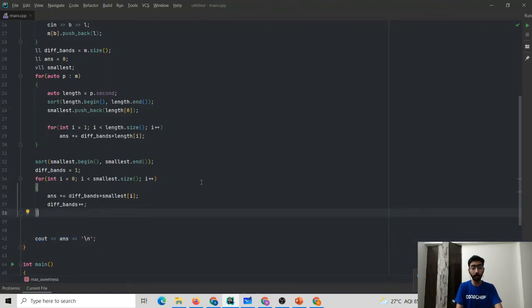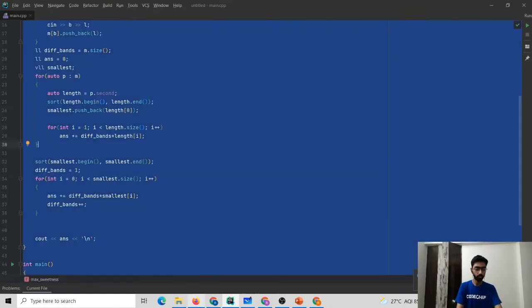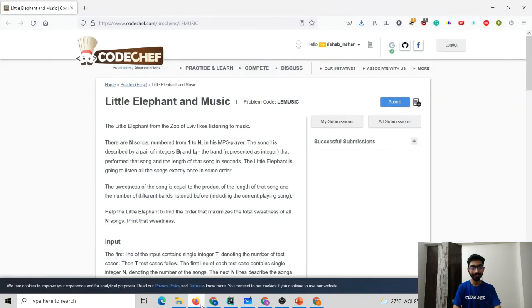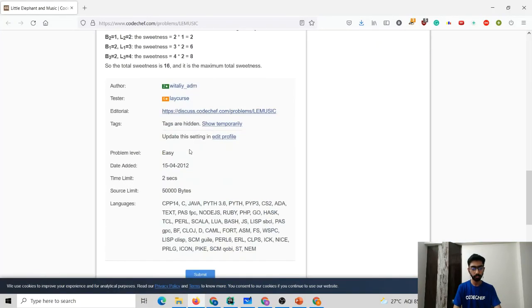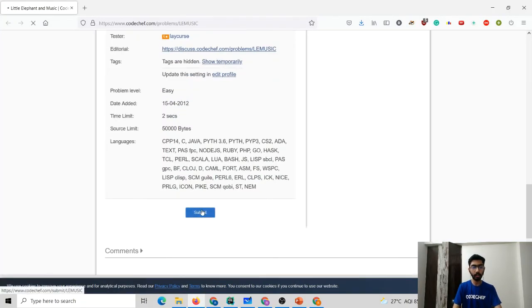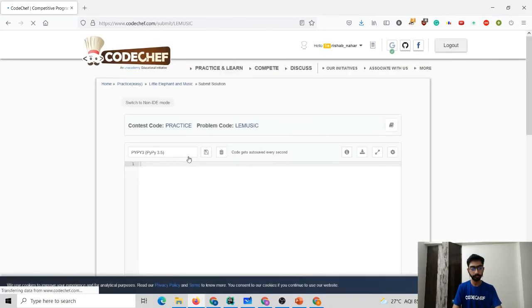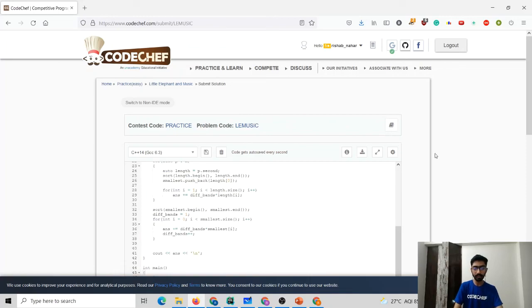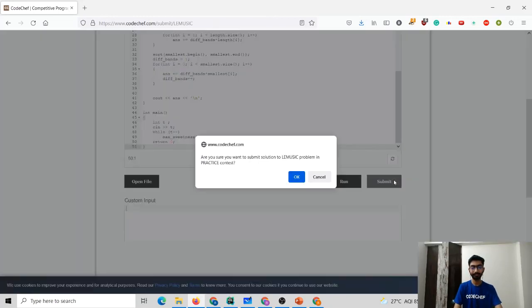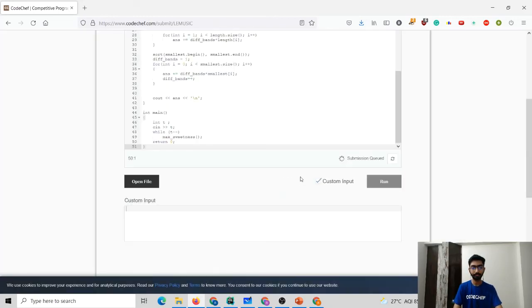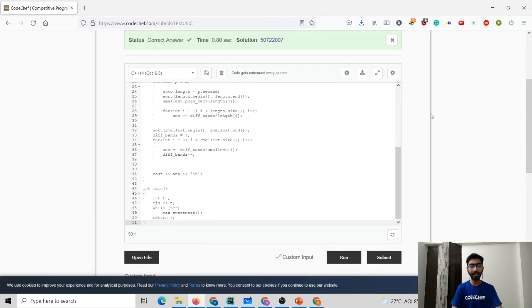Now let us try to submit our code and be sure that our solution is actually correct. So we'll submit the code here. Now we need to wait for the result. We can see that our solution has been accepted.